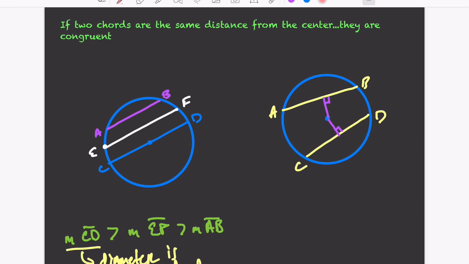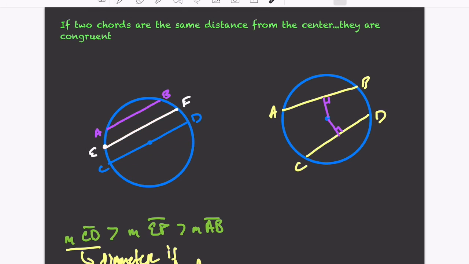So if two chords are the same distance from the center, they are congruent. And this makes sense. Look, you have CD, and that's a diameter. And notice as you get farther away from the center, these are getting shorter and shorter, right? CD is greater than EF, which is greater than AB. And so the only way you'd have two that are the same, like if you wanted one that was the same as EF, it would have to be about right here.